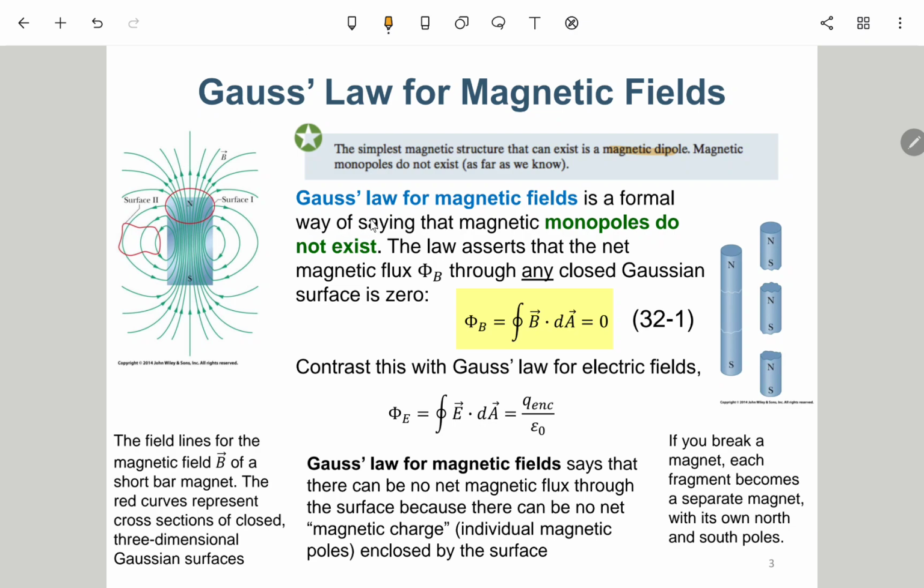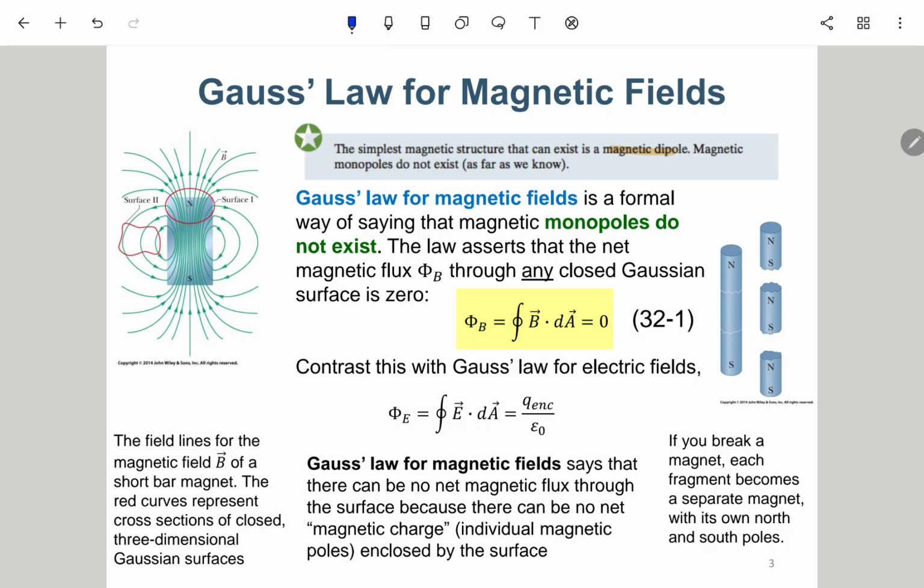Here it says the Gauss law for B field is a formal way of saying the magnetic monopole does not exist. The law asserts that the net magnetic flux phi B through any closed Gaussian surface is zero. It is actually written like this: phi B, which is this surface integral, equals zero. I don't need to talk about what a surface integral is again, because you have already learned the surface integral in chapter 23 when we talked about the Gauss law for the E field.